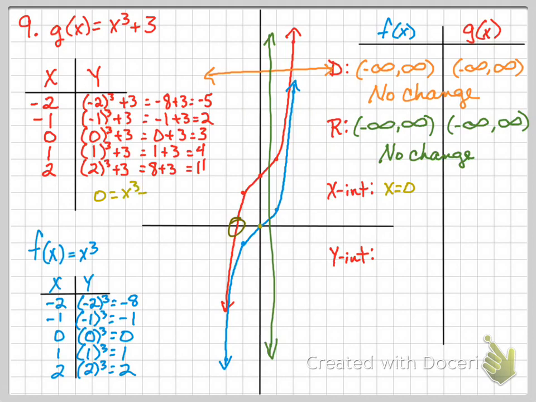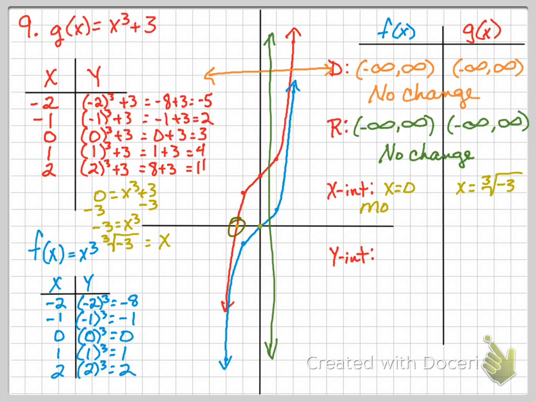Okay, we're going to subtract 3 from both sides. Negative 3 is equal to x cubed. I'm going to take the cube root of negative 3, which is equal to x. So my intercept is at that position, and we would put that into a calculator and get that number. But the cube root of negative 3 is that gold dot right there that's circled.